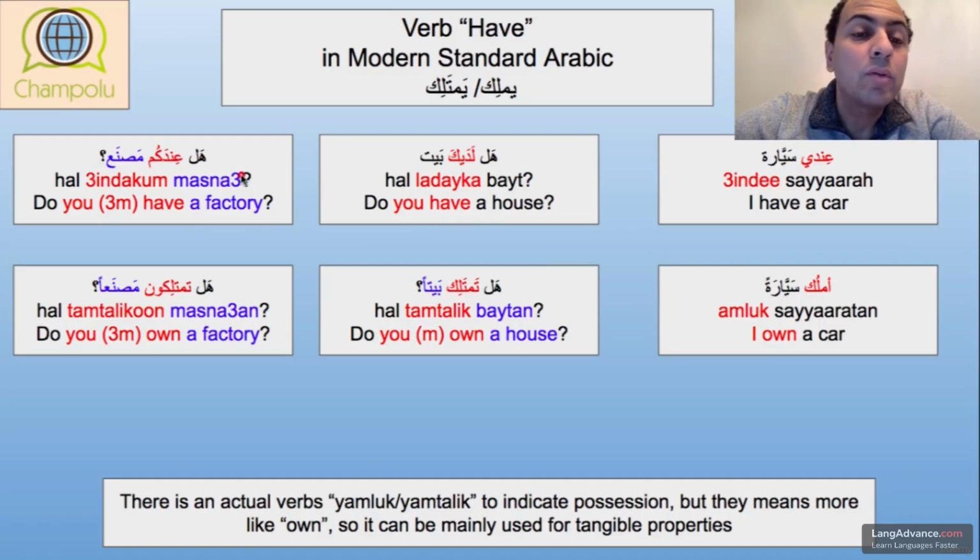And we can also here have something like هل عندكم مصنع؟ Do you have a factory? When addressing a group of males or mixed, we can say something like هل تمتلكون مصنعا؟ Notice that this idea about tanween fatha applies because masna here is in object position.